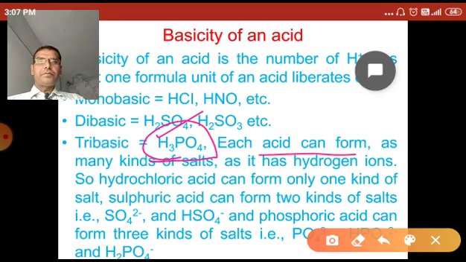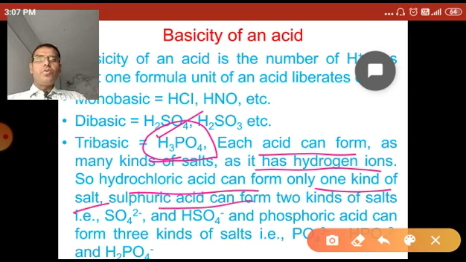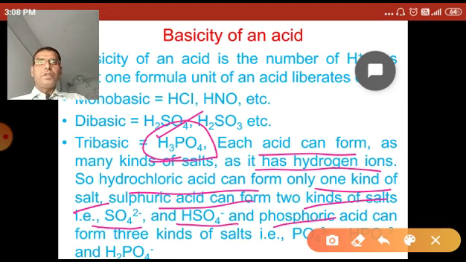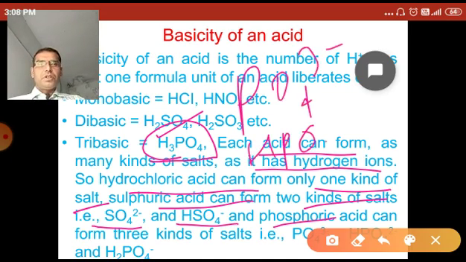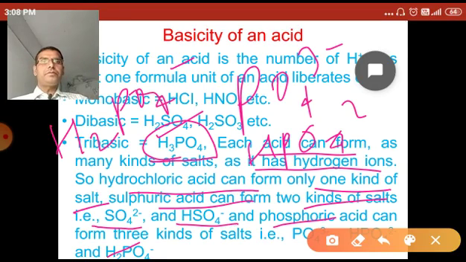Each acid can form as many kinds of salt according to the number of hydrogen ions it can liberate. So hydrochloric acid can form only one kind of salt. Sulfuric acid forms two kinds of salt, that is SO4 2- salt and HSO4- salt. And phosphoric acid can form three kinds of salt: PO4 3- salt, HPO4 2- salt, and H2PO4- salt.